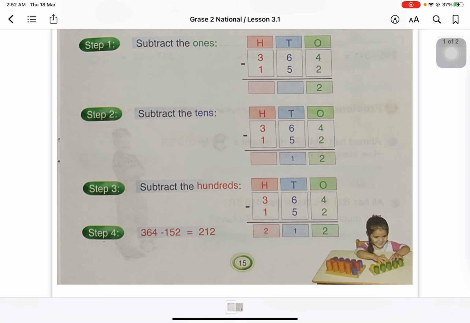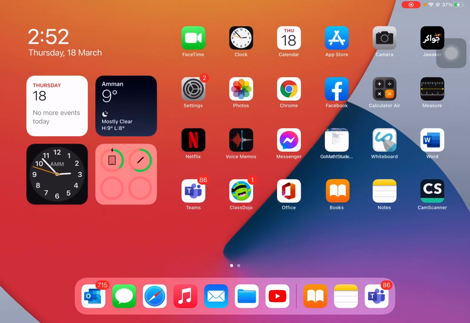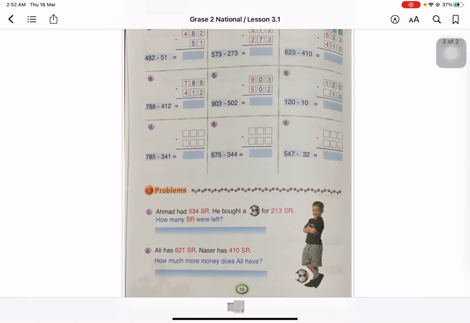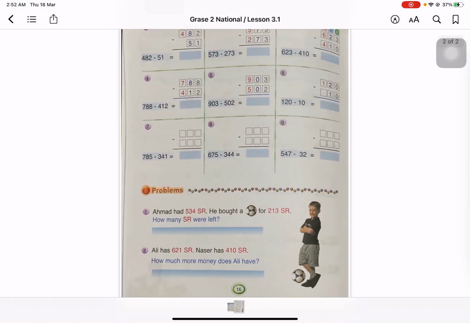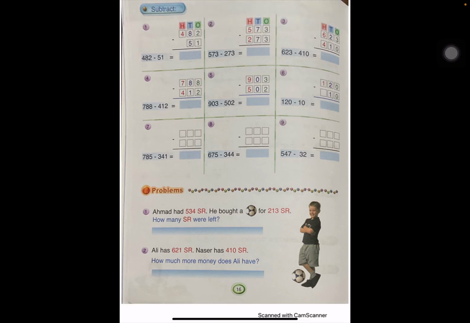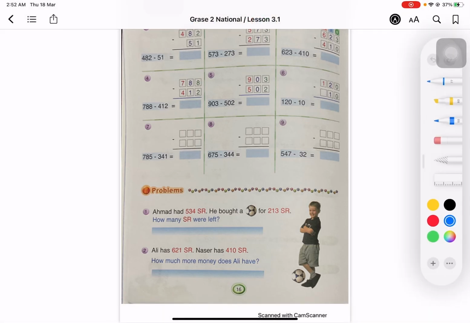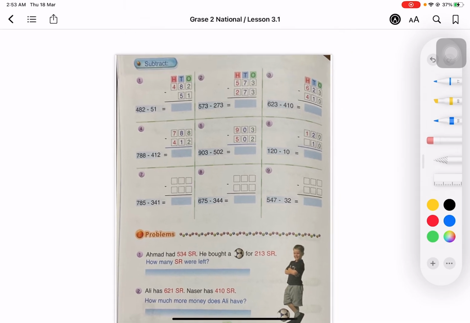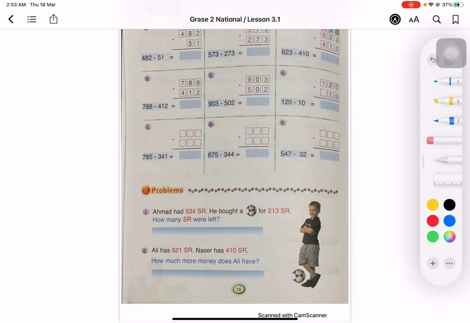Now, this is page 15. Can all of us go to page 16? All of you go to page 16. Now, in page 16, we are going to solve the questions. They will write it horizontal for you, but they will arrange it for you vertical. You are going to solve it. Let's go to question number 1.